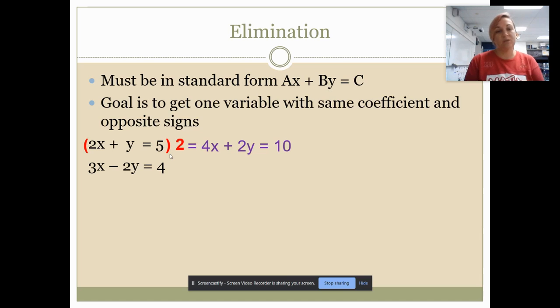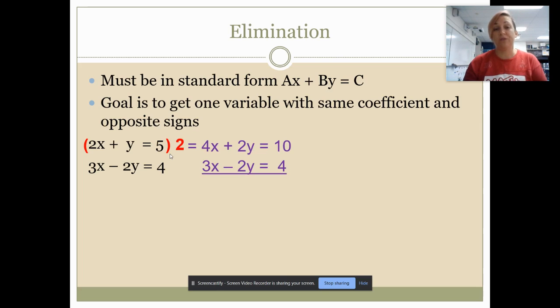I don't need to change my second equation at all, but I am going to rewrite it underneath the purple equation. And I drew a line underneath it because what I'm going to do next is I'm going to add straight down. I'm going to combine my like terms, going straight down. My x's will add together, my y's will add together, and my constants will add together. I'm also going to take that equal sign and just drop it straight down.